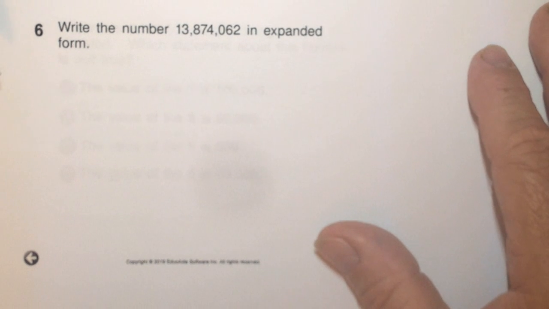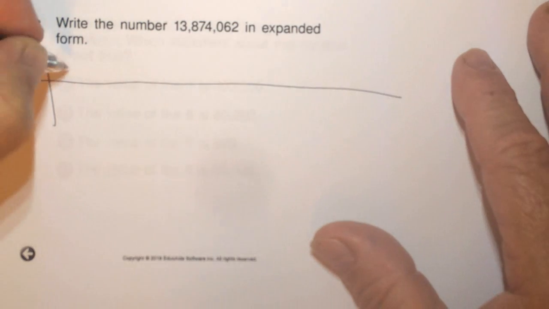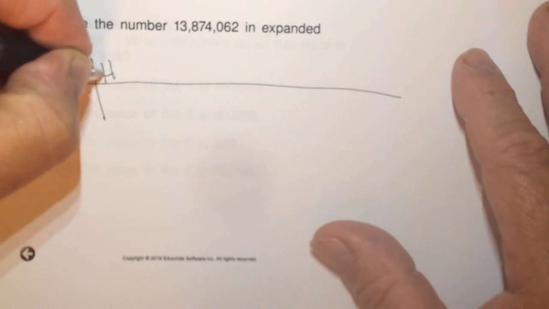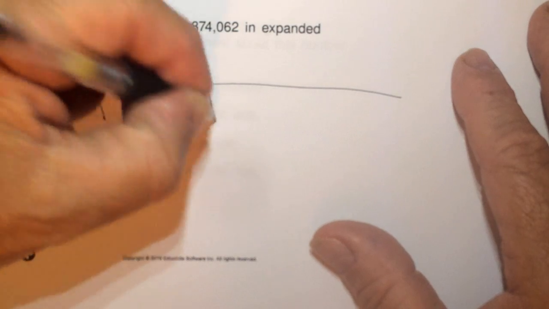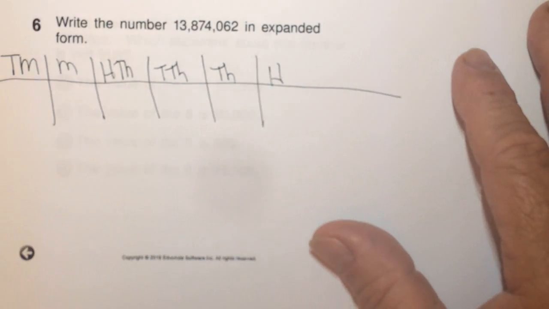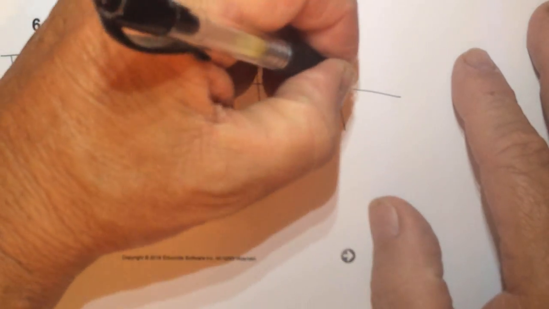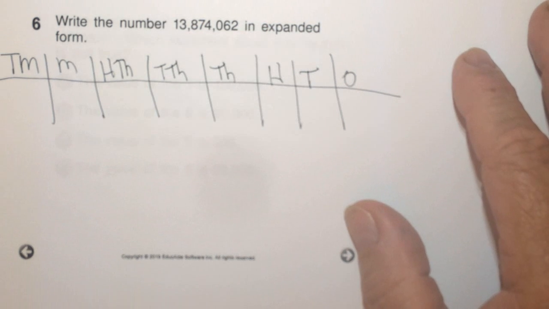All right. Write this number in expanded form. Again, make a place value chart. Easiest thing to do. So I go all the way up to 10 millions. So I got 10 million. I've got millions. I've got 100,000s. I've got 10,000s. I've got thousands. Got hundreds. I've got tens, and I've got ones. Put the digits in the correct place. Okay.